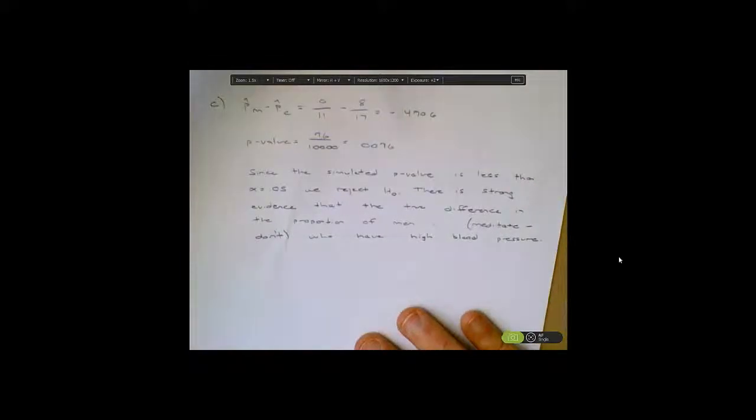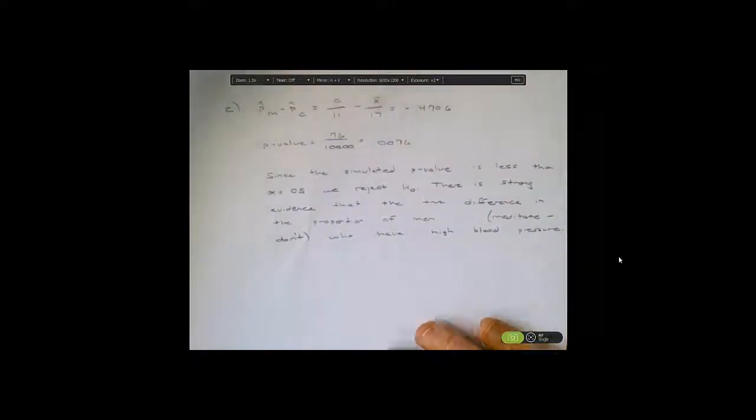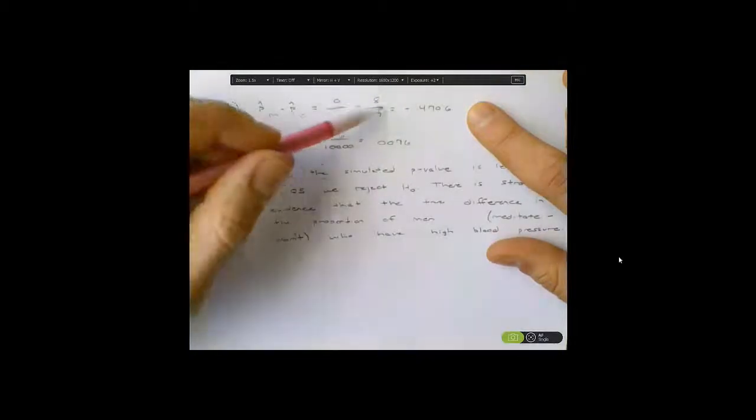Now take a look at Part C. I love Part C. This is something the AP exam has started to ask a lot more recently, and I think there's a chance that it would be on this year's AP exam as well. Basically, they're creating a simulation, and you're using your p-value. You're getting a p-value based on that simulation. So what I need to do is look at the difference between my statistics. Well, 0 out of 11 of the men who meditated had high blood pressure. 8 out of the 17 who didn't had high blood pressure. I'm going to subtract these in my calculator and get negative 0.4706.